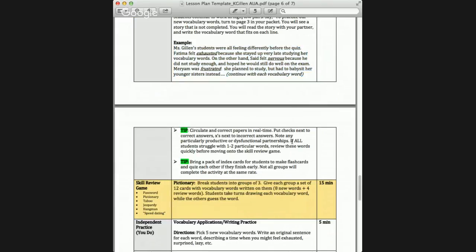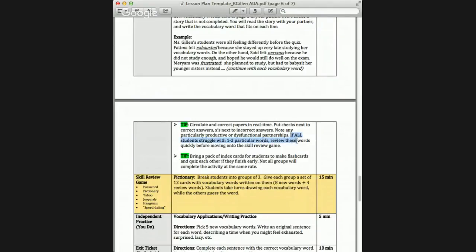So I want to call your attention to this whole thing. So if there are any productive partnerships or really dysfunctional partnerships, you're going to want to be observant of that. So there might be two students that work really well together and you're going to continue pairing them together. There might be two students who really clash and you'll know to break them up for next time. So another thing is that if all the students are really struggling with 1 to 2 particular words, you might want to review these as a whole group before going into the next activity.